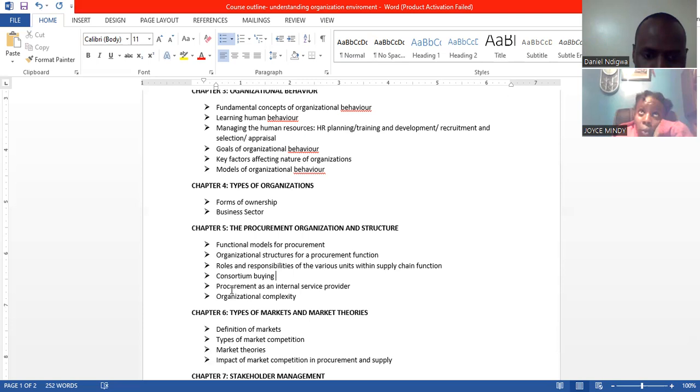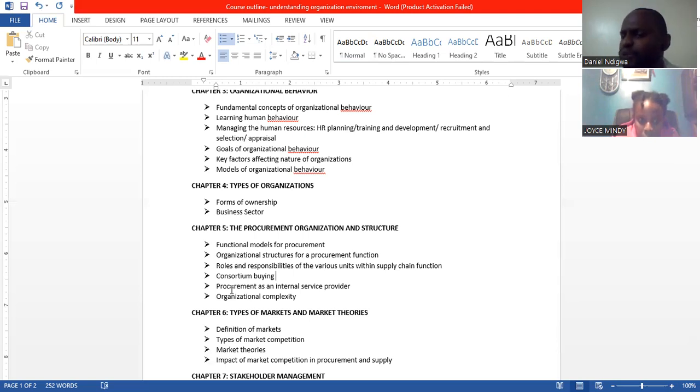Then we shall also talk about procurement as an internal service provider. So for many businesses to survive, we must have the aspect of procurement within those organizations. Because procurement is one of the components that will help an organization to maximize their potential when it comes to issues of profits and when it comes to issues of reduction of cost within the organization. If you get a company that has organized its procurement well, then that company is doing good. But when you find that people in procurement are just geared towards personal gains, then you find that those companies normally fail all the time.